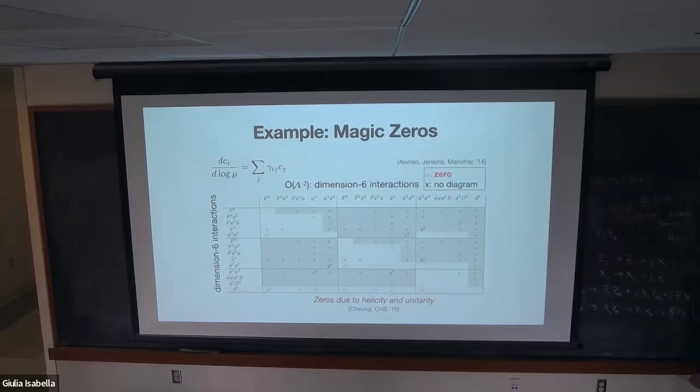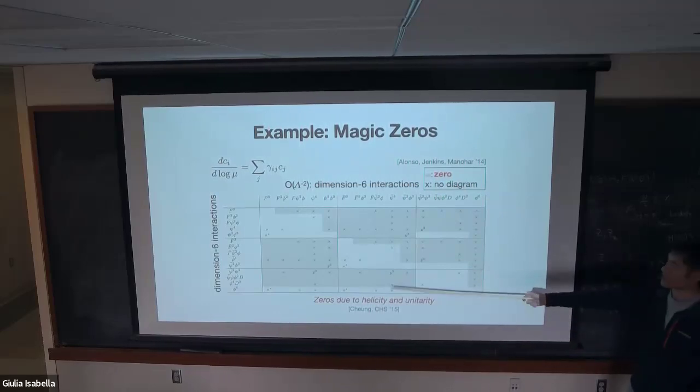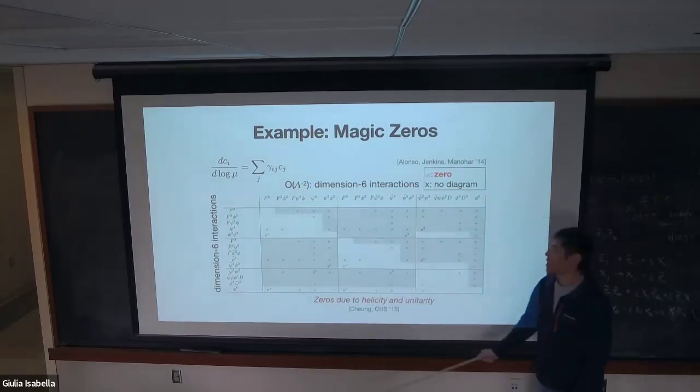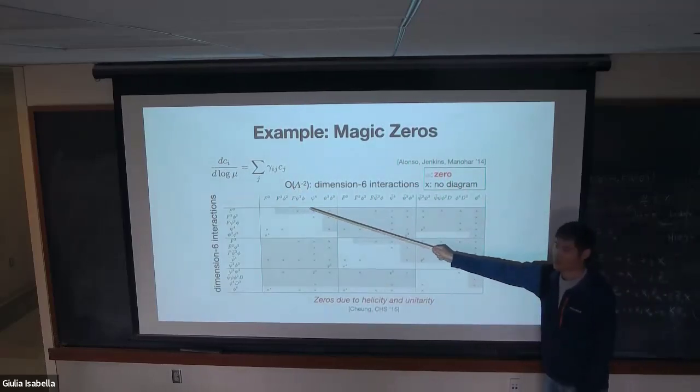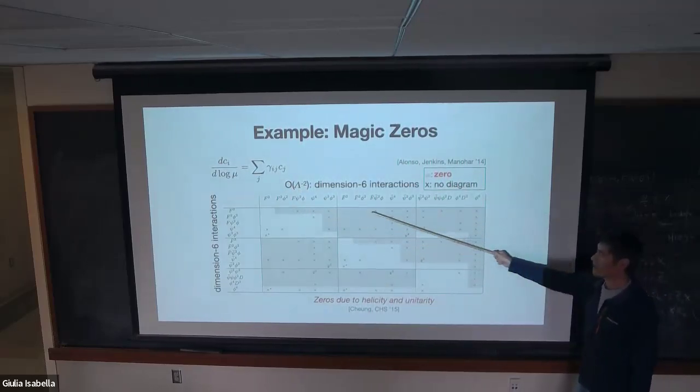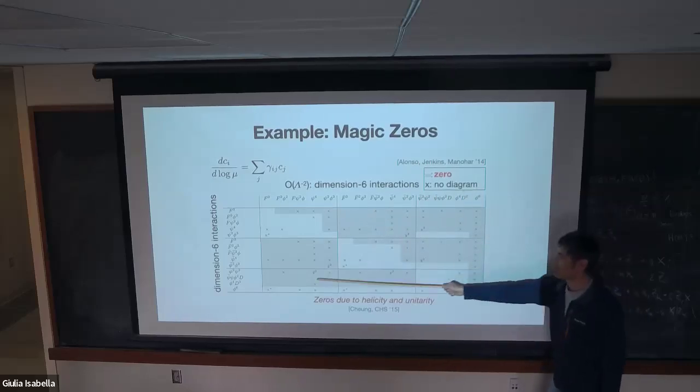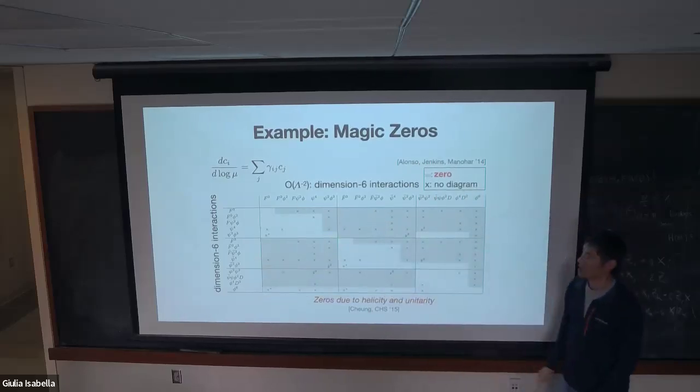But it turned out that by explicit calculation, there are very interesting results found by Alonso, Jenkins, and Manohar, that even for the dimension 6 level, the leading result for the EFT expansion, operator J can renormalize into operator I. And we have a so-called anomalous dimension matrix. For this matrix, we can classify them in terms of different classes of operators. So this operator renormalizes into operators here.